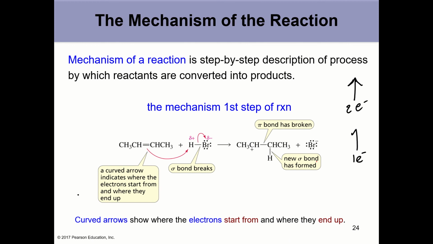The mechanism of reaction. The mechanism of a reaction is the step-by-step description of the process by which reactants are converted into products. We show the mechanism using electron arrows. Electron arrows go from the electron source, the nucleophile, to the electron acceptor, the electrophile, and then show any bonds to the electrophile that must break, taking the electrons of a bond that breaks and showing what the final destination of those electrons are.